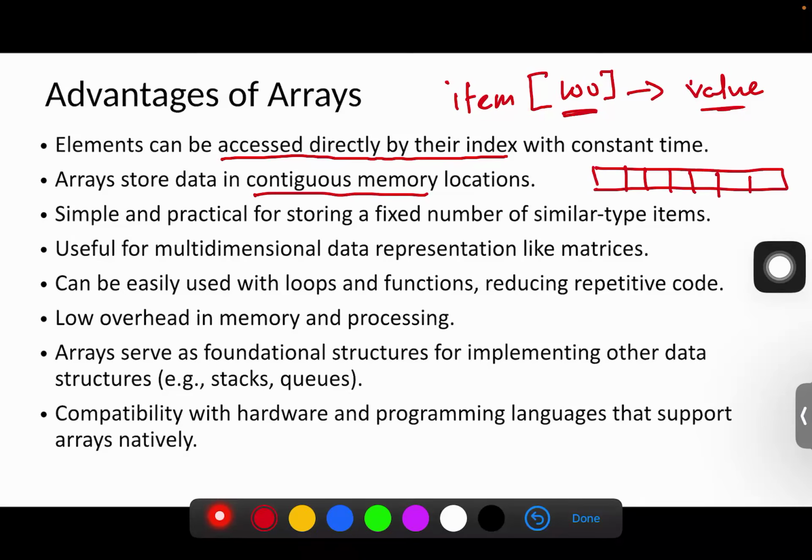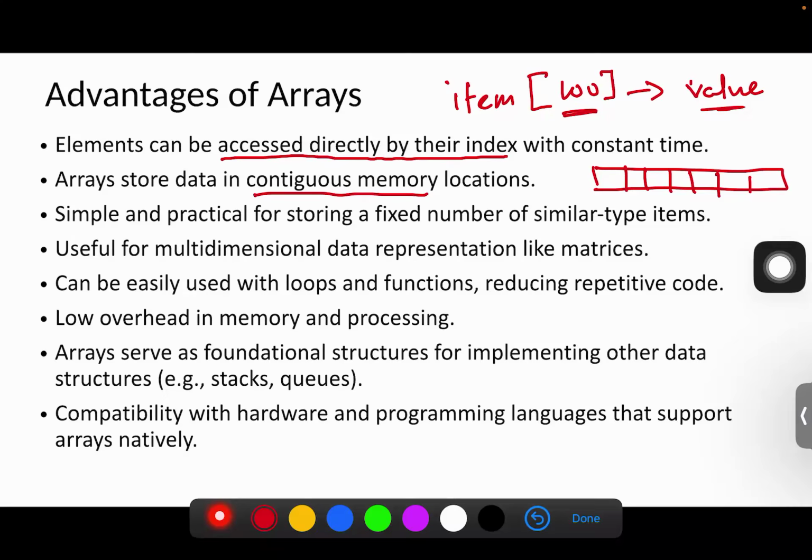Then arrays are useful for multi-dimensional data. Multi-dimensional data here means that we have 2 dimensions, 3 dimensions, 4 dimensions. The example we just saw with the 2 for loops is 2 dimensions, okay? So that's what you can do with loops.